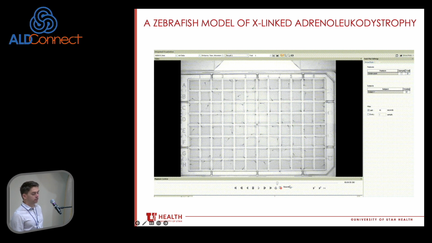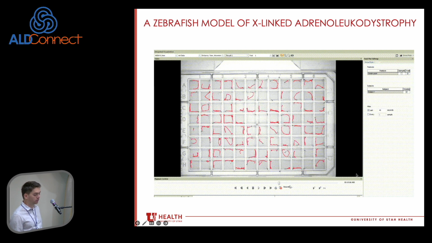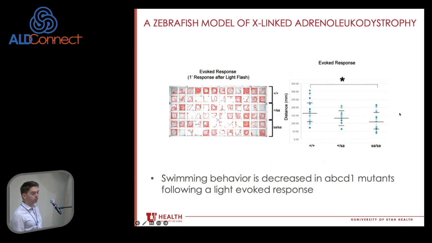So finally, to test the motor function, we tracked the swimming behavior with this automated setup in a 96-well plate format that I presented earlier, and we recorded the fish larvae movement for about 5 minutes after light stimulus. And by measuring this light-evoked response, we also observed a decreased swimming function in ABCD1 mutant zebrafish.